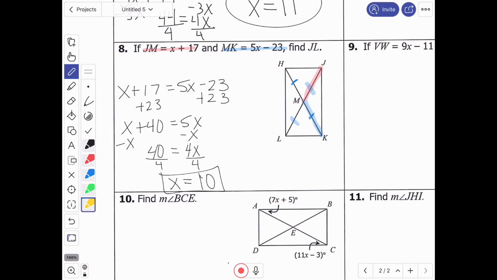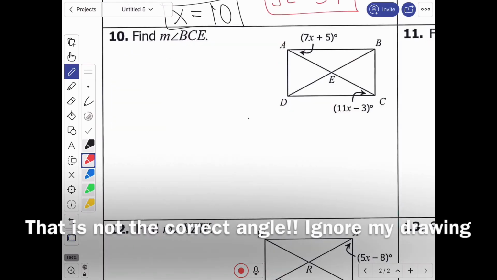Now, I almost forgot to do the rest of the problem. Find JL. So JL would be this whole diagonal. So I could figure out what just 1/2 of this diagonal is and just multiply it by 2 at the very end. So let's do JM. 10 plus 17, I get 27. If I multiply that by 2 or add another 27, either way, I'm going to get JL equals 54. Okay, moving on to number 10.